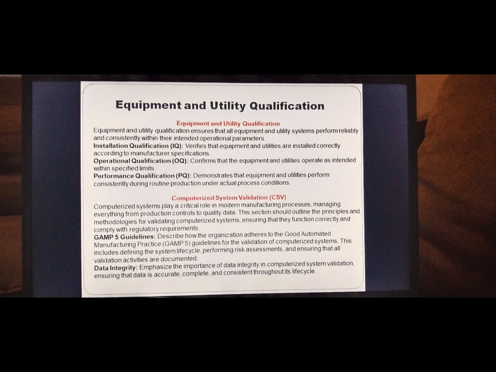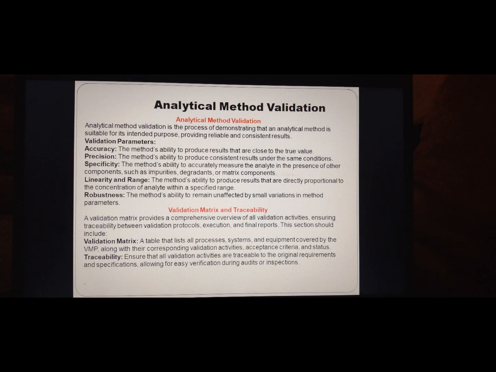Data integrity. Emphasize the importance of data integrity in computerized system validation, ensuring that data is accurate, complete and consistent throughout the life cycle. Analytical method validation. AMV is the process of demonstrating that an analytical method is suitable for its intended purpose, providing reliable and consistent results. Validation parameters. Accuracy, the method's ability to produce results that are close to the true value.